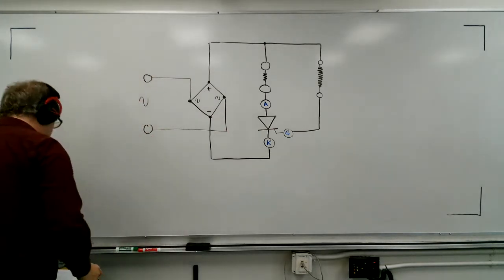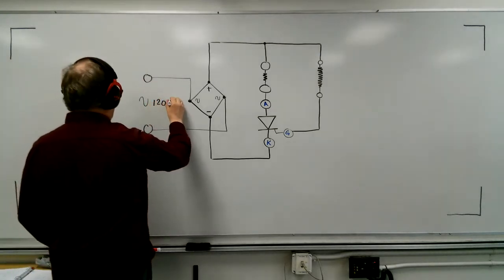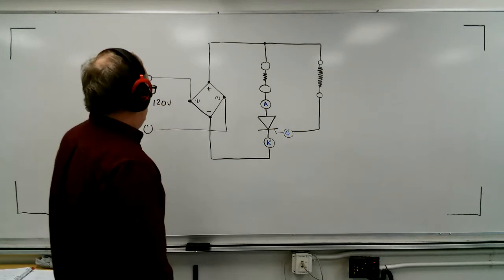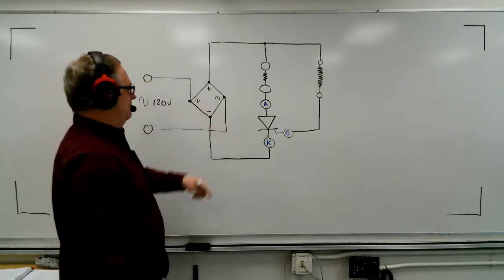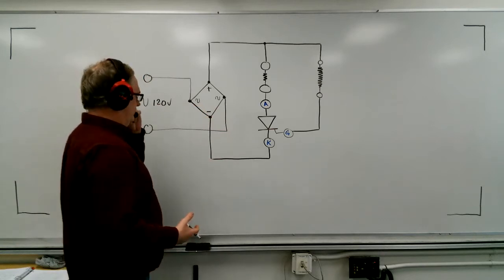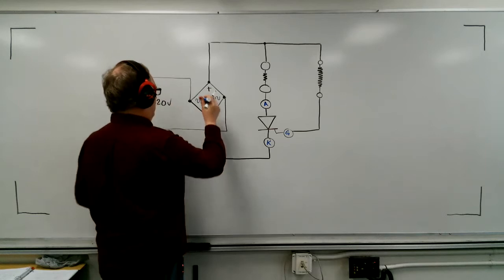Now, the interesting thing is that this can be the same voltage. I can make this 120 volts AC. And how many volts DC will this give me over here? Average voltage. Now, there's 4 diodes inside of this, okay?